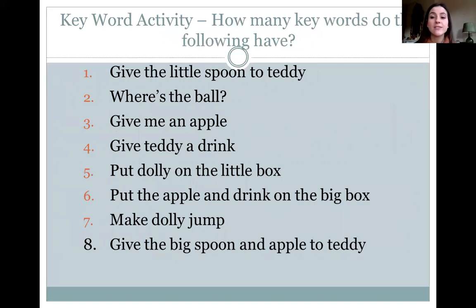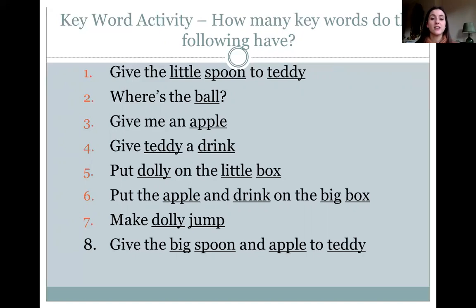So just a little activity to finish with. So these are just eight examples of instructions containing different amounts of keywords. So just have a little think. You can pause me here, but just have a little think about each one of these instructions and about how many keywords are in each instruction. So you can pause me here, and then I'll go on to the answers.